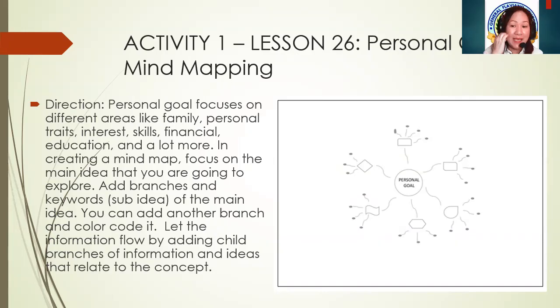So in creating a mind map, all you need to do is to focus on the main idea that you are going to explore. So ito yon, personal goal. This is the main idea. Then add branches, and keywords or sub-ideas of the main idea. So you can add another branch and color code it. So let the information flow by adding child branches of information and ideas that relate to the concept. Okay, so that's activity number 1.